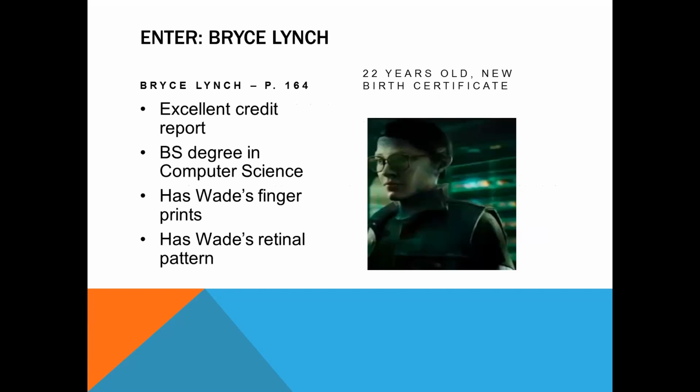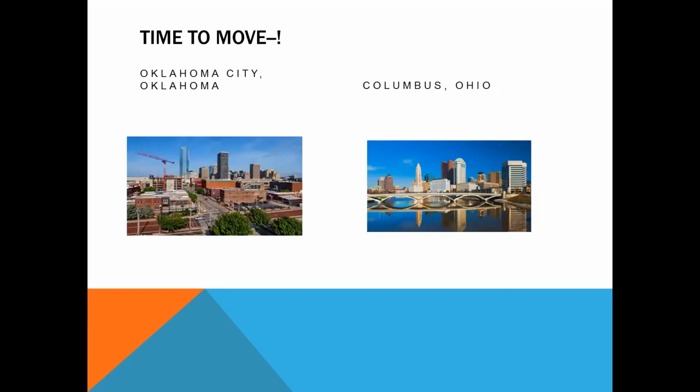Specifically, Wade sets up a false identity named Bryce Lynch, right? He's 22 years old, issued a new birth certificate, and all of this comes courtesy of the Oasis black market. He's able to set himself up with an excellent credit report, a Bachelor of Science degree in computer science, and he also is able to clone his fingerprints and retinal pattern so that he can operate autonomously as Bryce Lynch and make a little extra money on the side while he's waiting to discover the truth behind the final clue.